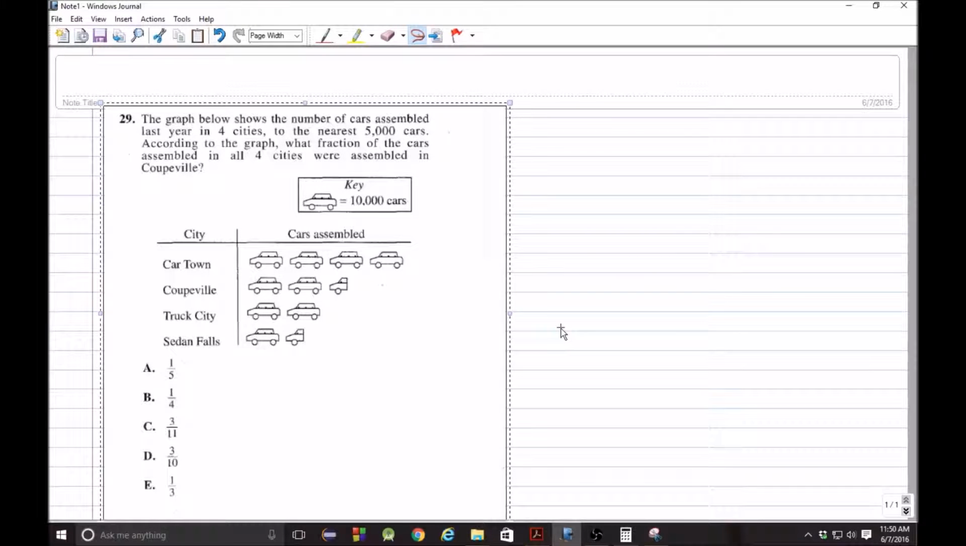Okay guys, so today we're going to do 29 through 31. So let's start. The graph below shows the number of cars assembled last year in 4 cities to the nearest 5,000 cars. According to the graph, what fraction of cars assembled in all 4 cities were assembled in Coupeville?